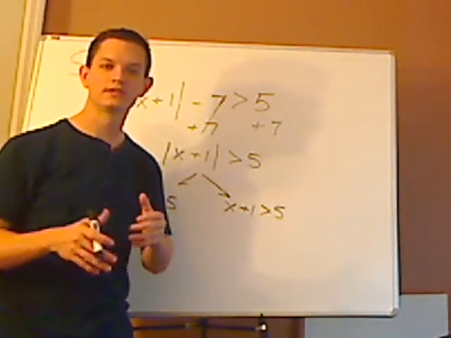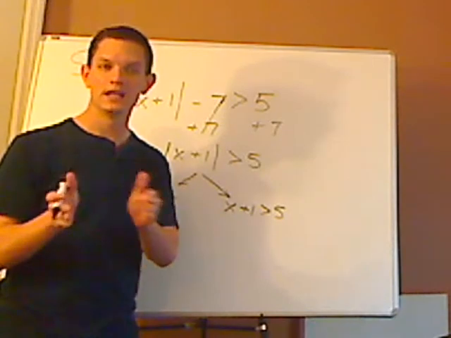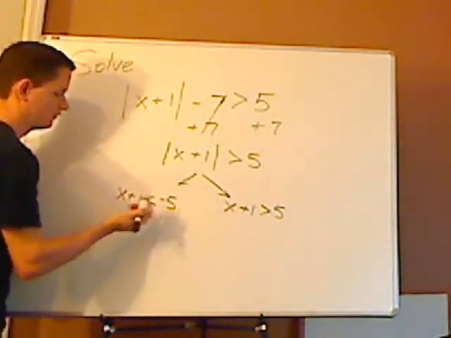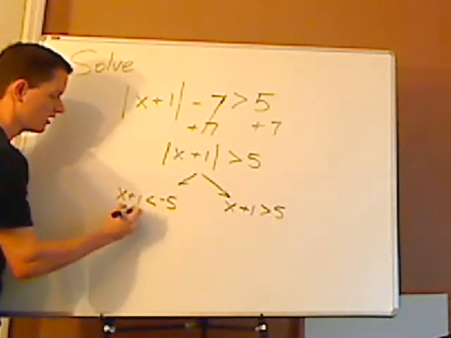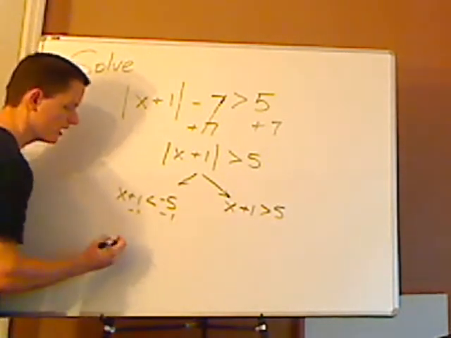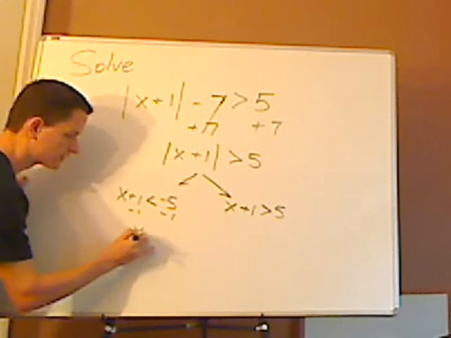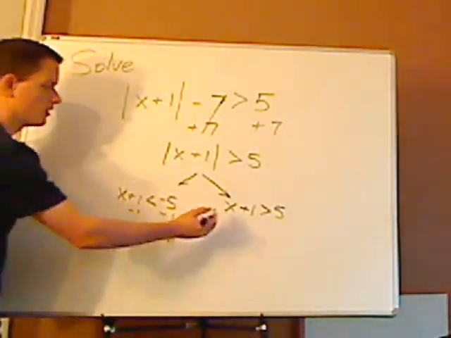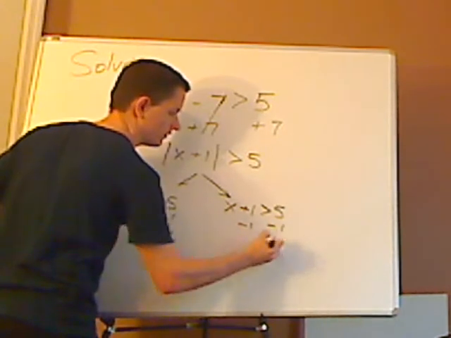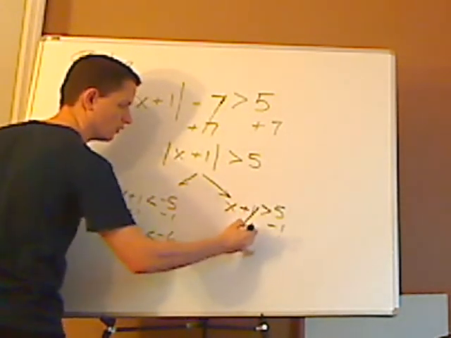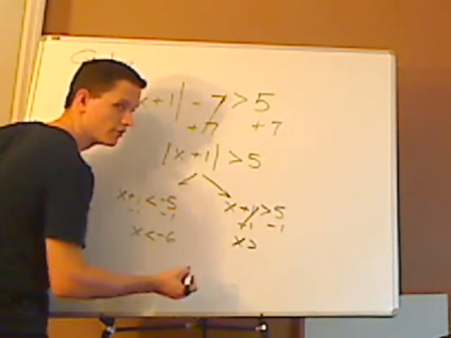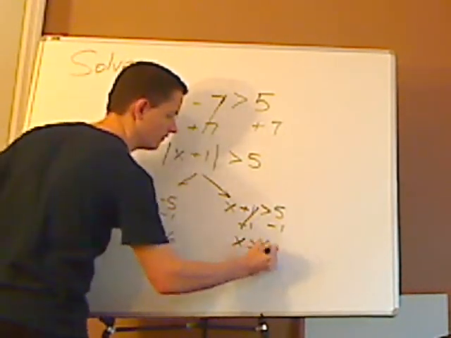Now what you want to do next is solve for x in each inequality. So here you have x plus 1, you're getting the x all by itself, so you subtract 1 from both sides. So that's x less than negative 6. Here, you subtract 1 from both sides. The 1 cancels. So that's x greater than 4.